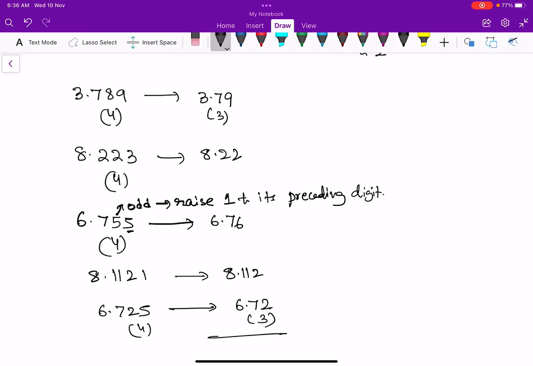3 only. So greater than 5, just add 1 to the preceding digit. Less than 5, just leave it. If it is 5, check whether the preceding digit is even or odd. If it is even, just leave it. If it is odd, raise 1, then the last 5 can be cut down. So this is a simple analysis of the rounding concept.